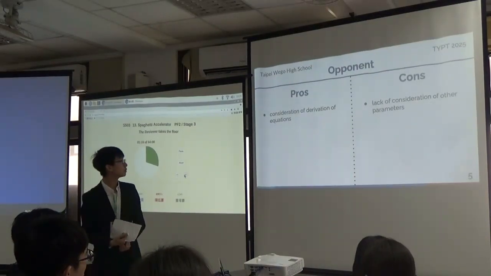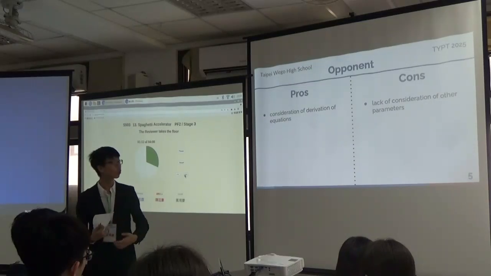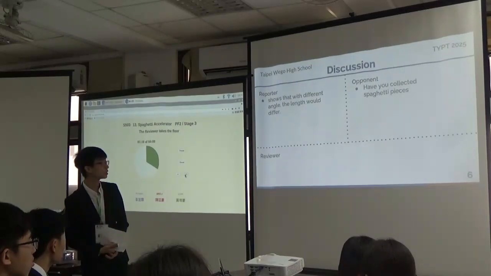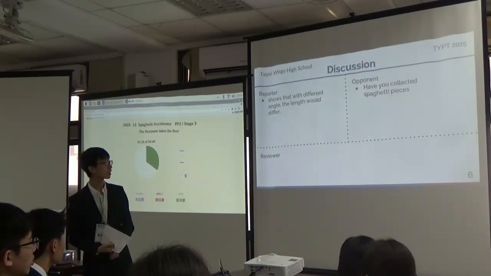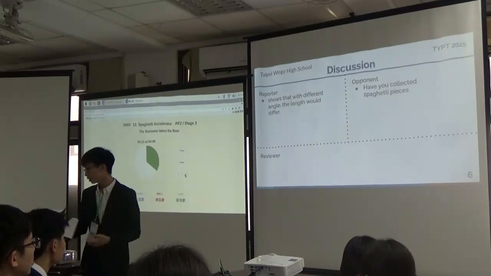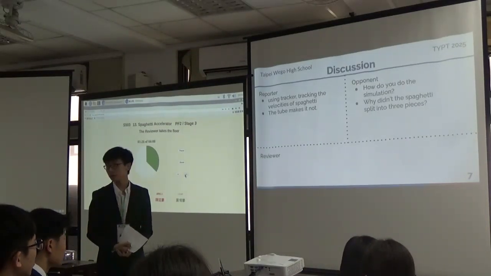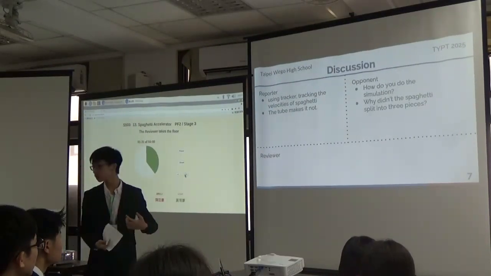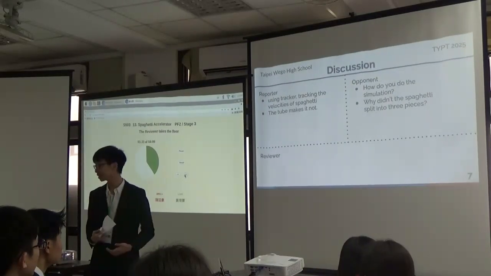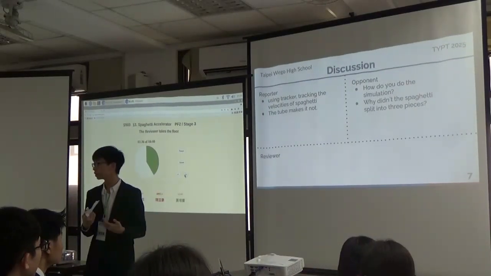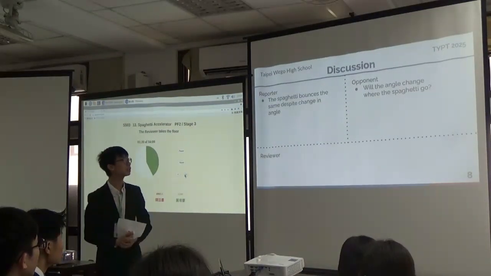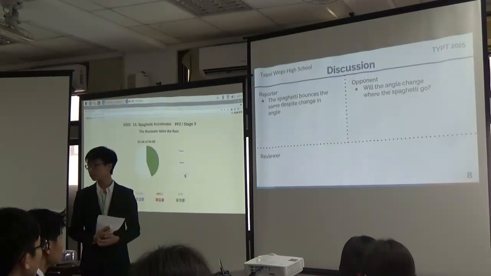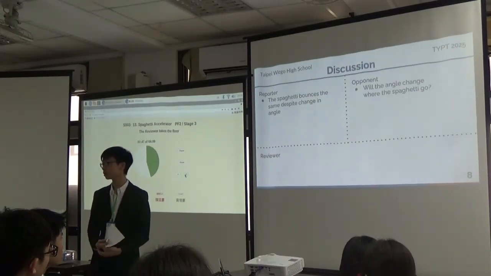For the opponent, the consideration of the derivation of equations is well done. However, they lack consideration of other parameters. In the discussion, the opponent asks whether they have collected spaghetti pieces, and then the reporter shows their results. Another is the opponent asks how do you do the simulation, and the reporter responds using Tracker and tracking the velocity of the spaghetti at the front end of the spaghetti. As for the opponent, they said again, the angle changes where the spaghetti goes, and the reporter proves it by showing all their tubes.